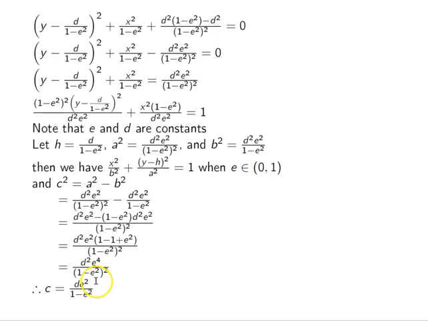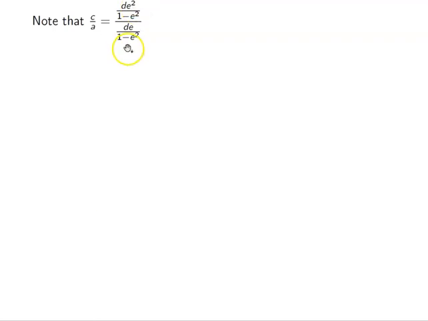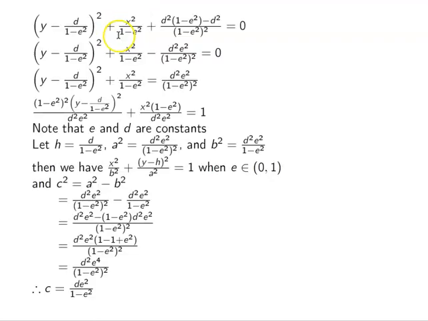If we take c over a, c is d e squared over 1 minus e squared, and then a is the square root of that, so just d e, and then the 1 minus e squared here. Everything will cancel out except for e. So the ratio of c over a is our eccentricity, e.